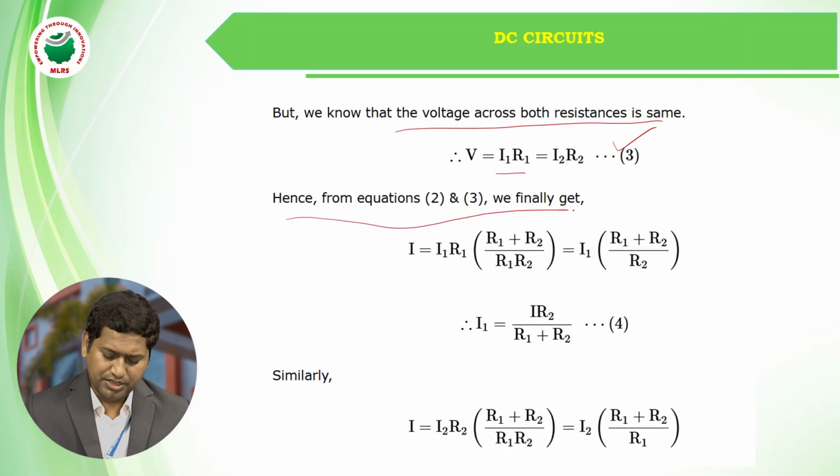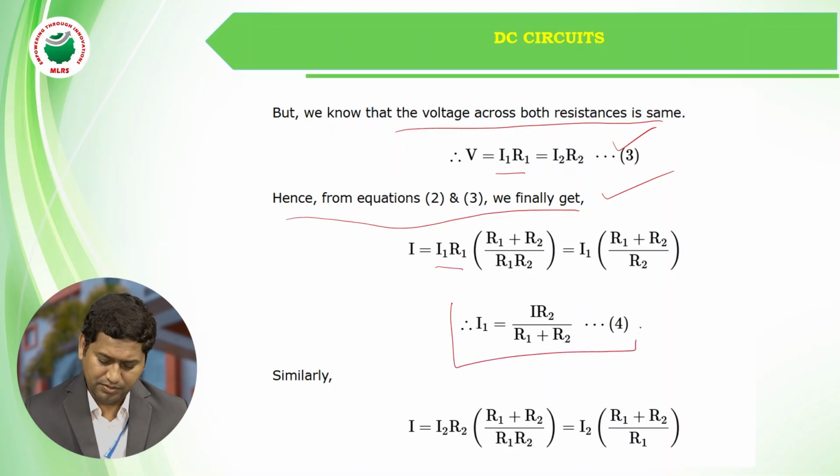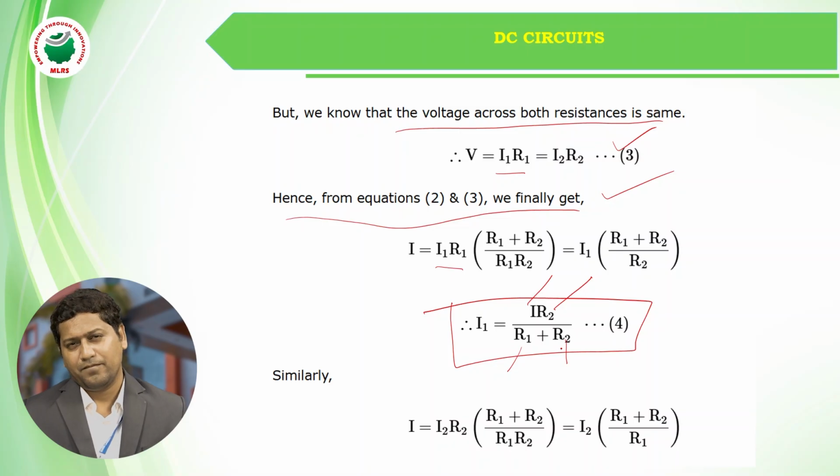Hence, from the above equations, we finally get I equal to I1 R1 into R1 plus R2 divided by R1 into R2. So finally, I am going to get I1 is equal to the total current into the opposite resistance divided by the total resistance. So if I want to find the current in the first branch, I have to multiply the total current, that is I, into the opposite resistance, that is R2, divided by the total resistance, that is R1 plus R2.